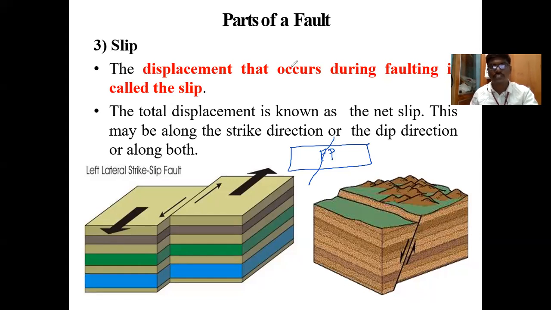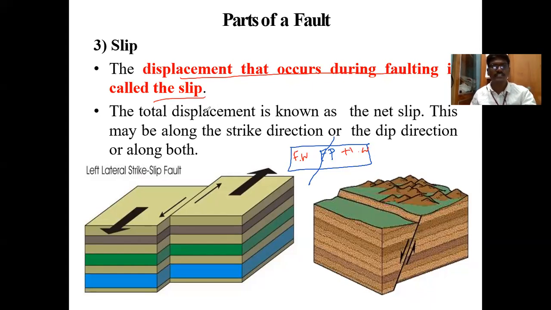The two walls on either side are my foot wall and my hanging wall. This is my hanging wall, and these are moving away. That is what we call slip. The displacement that occurs during faulting is simply called slip.